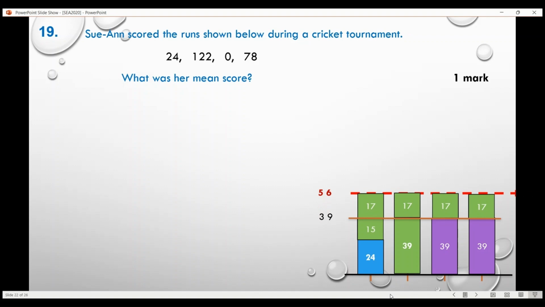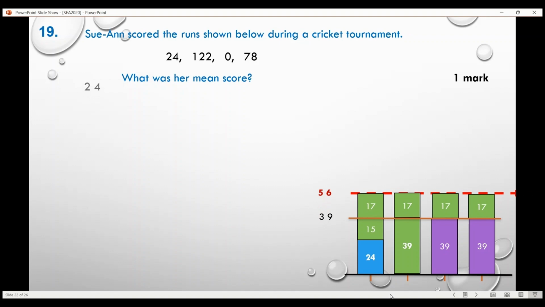So if she had scored 56 runs in each of the 4 innings, it would be the same as what she did, where she scored 24 in the first innings, 122 in the second, 0 in the third, and 78 in the fourth. 56 does the same job.